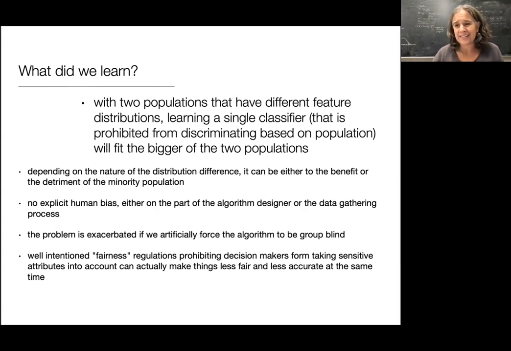And we know that in this particular example, I've done it in such a way that it feels very discriminatory, but it can be either to the benefit or the detriment of the minority population, right? In this example, it was to the detriment of the minority population, but it could have been to the benefit, depending on what the situation is. And the point here is that there was no human bias, either on the part of the algorithm or the data gathering process or the model that was chosen.